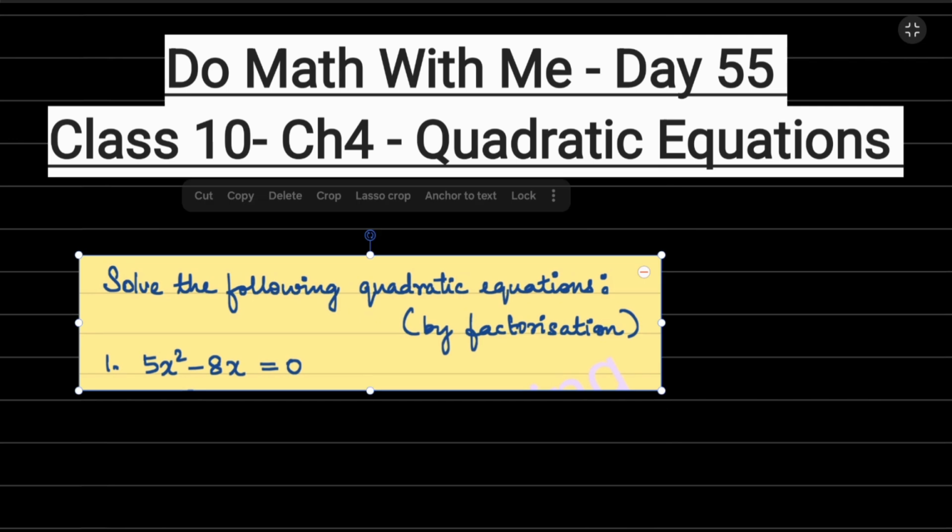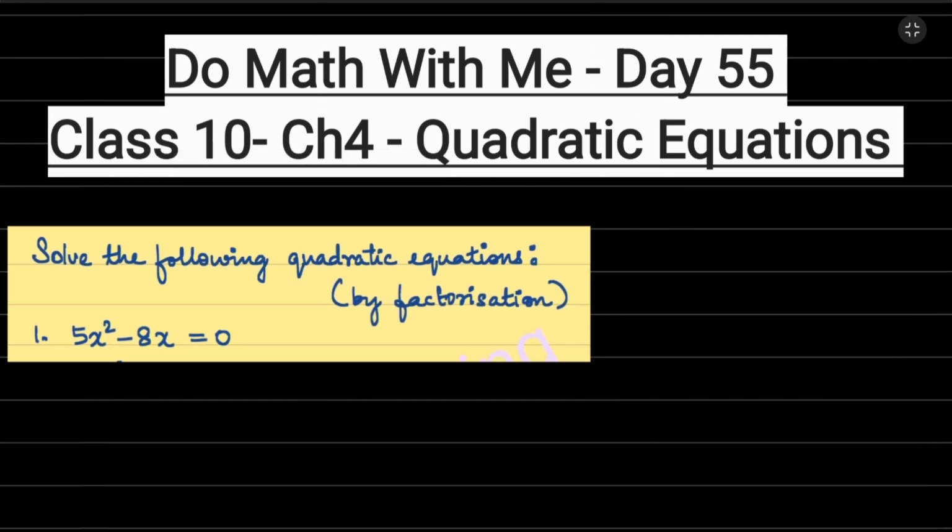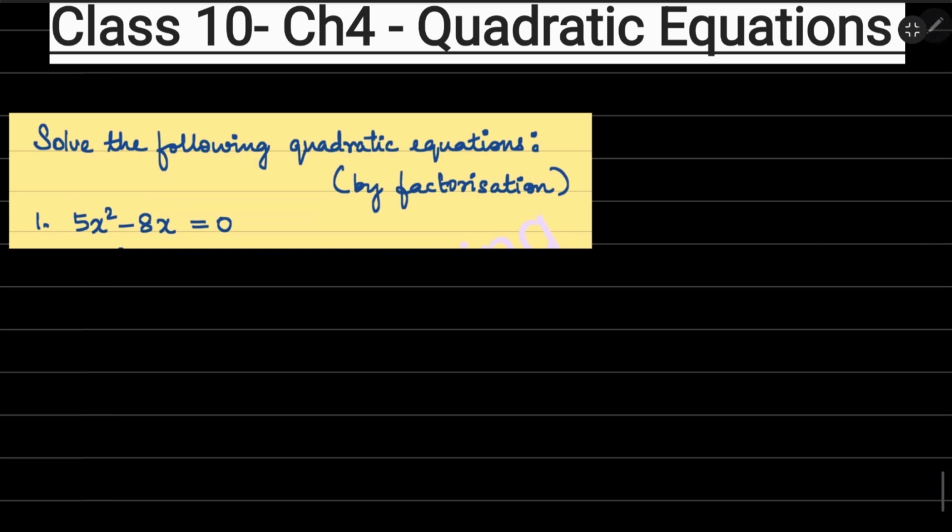So the first question is, solve the following quadratic equations by factorization method. Very easy. You are given 5x square minus 8x equal to 0. Whenever you are asked to solve a quadratic equation, you need to get two roots, that means two values of x. Here you can take x common out from the two terms. The first term would be 5x and the second term would be minus 8, equal to 0.